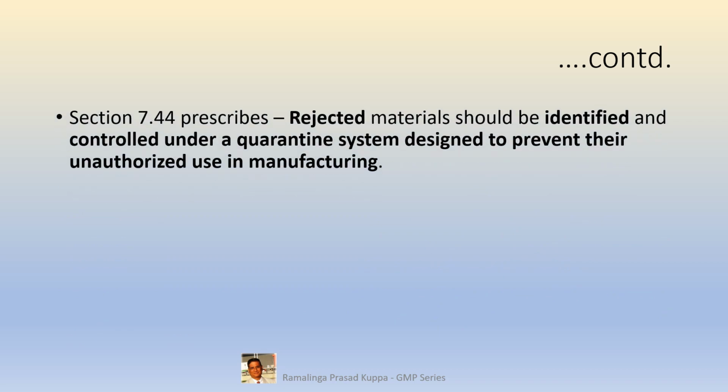Section 7.44 prescribes rejected materials should be identified and controlled under a quarantine system designed to prevent their unauthorized use in the manufacturing. This point is important. Rejected material means it does not meet the quality specifications. Such materials, if used in the process, may lead to poor quality product. So all necessary controls must be exercised.